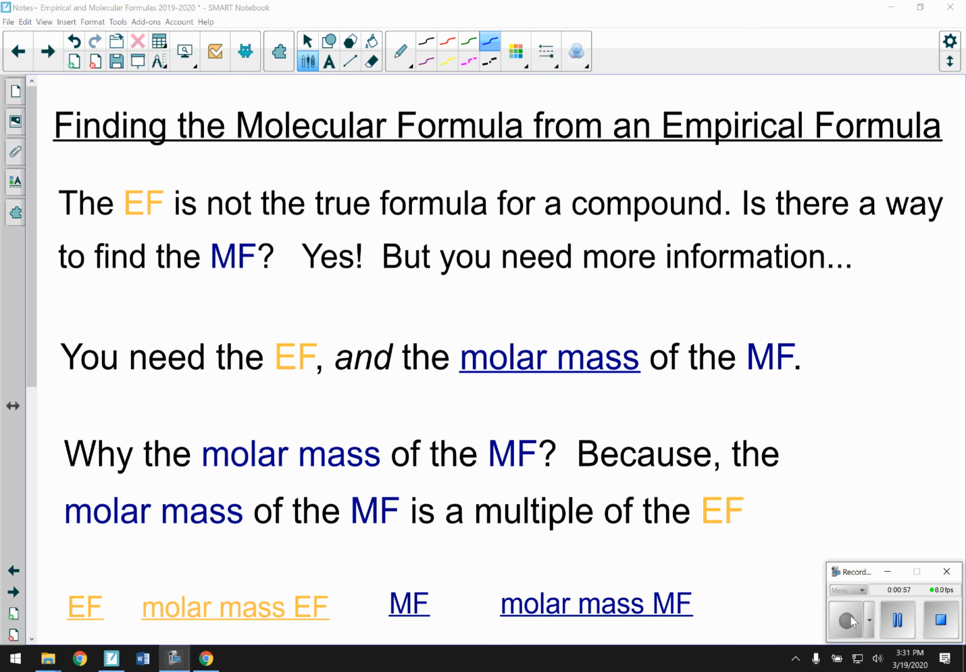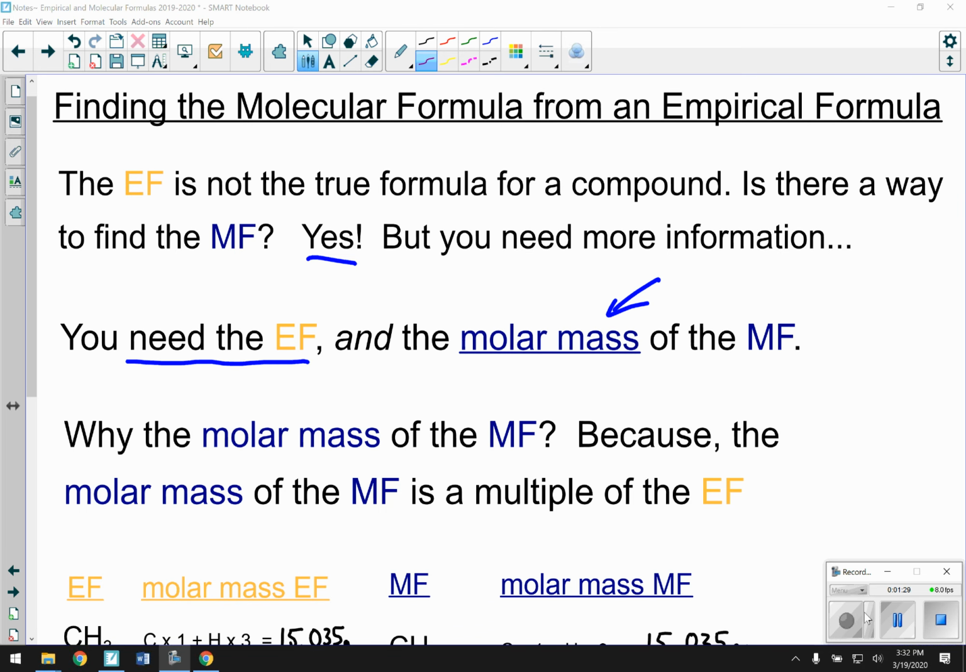And the answer to that is yes. But you need some more information. In addition to the moles, mass, or percent data that you need to find the empirical formula, you also need to know an additional piece of information. And that additional piece of information is going to be available experimentally through the problem setup. And that last piece of information is the molar mass of the molecular formula.